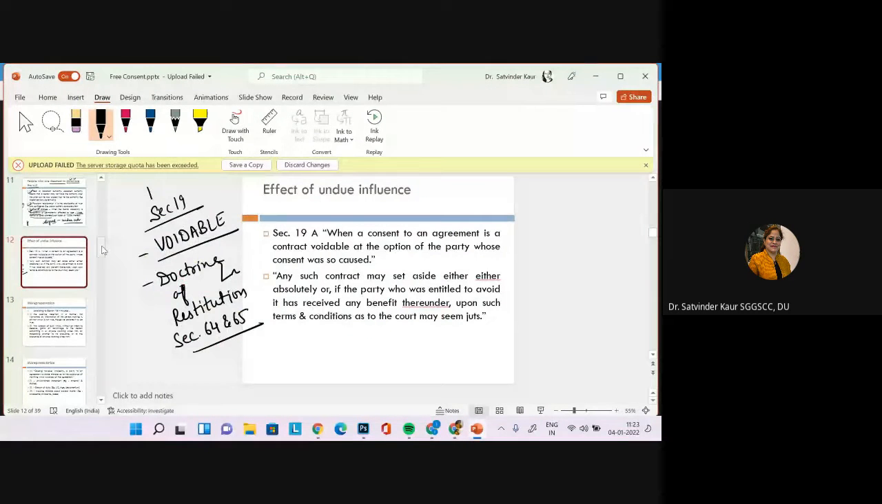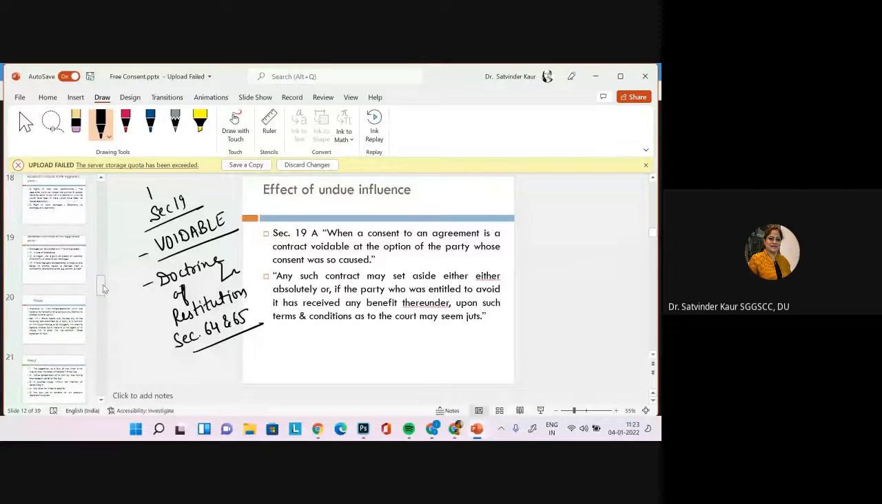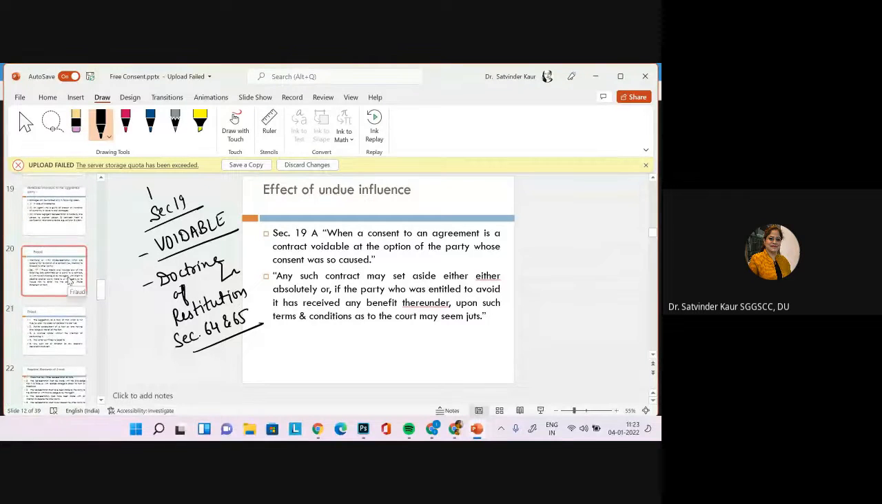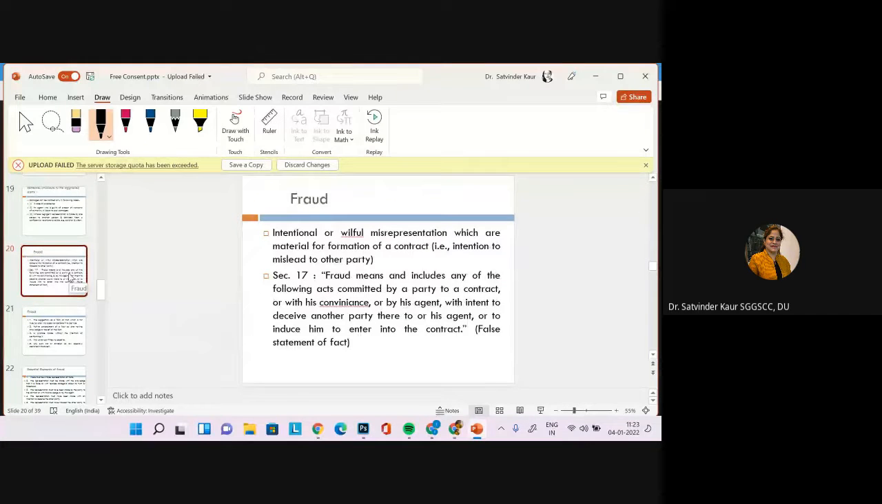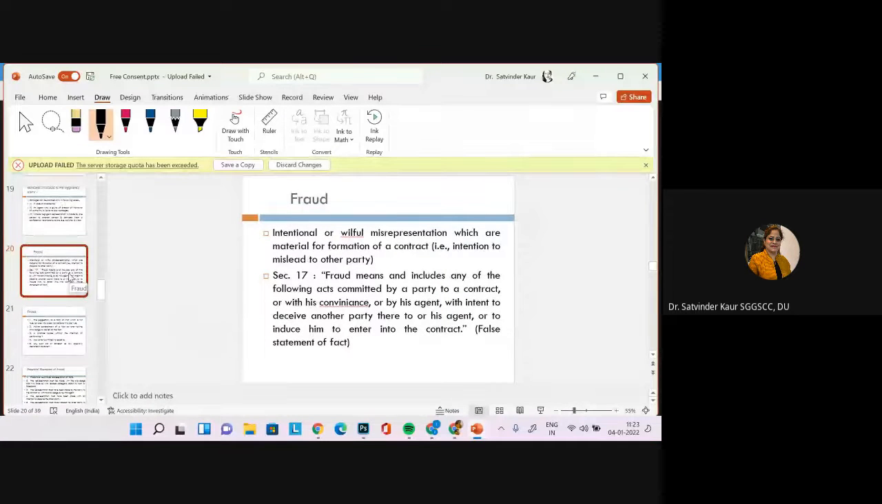Okay, so now we are going to the next essential element which affects the consent, and under section 17 it is called fraud. So once your consent is obtained by fraud, or the other person has not shared the right thing with you, and on the basis of the wrong thing which he has told you, you have entered into the contract, do you think it's going to be justified?